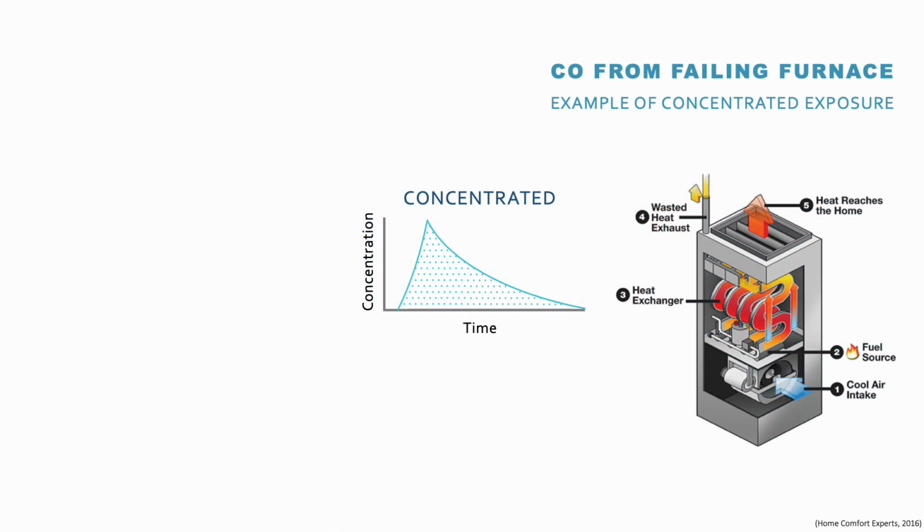Concentrated exposure occurs with a brief exposure to a high dose of a toxin. For example, inhaling high concentrations of carbon monoxide during a residential furnace failure, which is often caused by a cracked heat exchanger, blocked flue pipe, or incomplete combustion. Like radon, carbon monoxide is odorless and invisible.